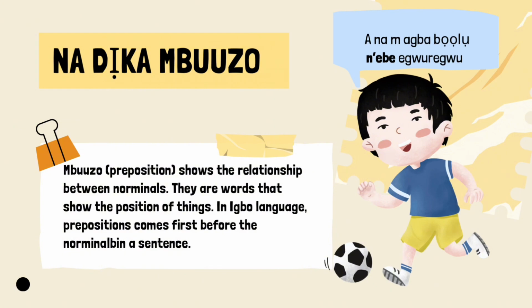Now let's look at the example of what the boy playing football said. He said, "Ana m agba bọọlụ n'ebe egwuregwu." So you could see that n'ebe, written in bolded letters, is na functioning as a preposition in that sentence. Let's look at further examples and how exactly na is written as a preposition in a sentence. Hope you're having a good time in class. Keep writing because questions are going to be flowing. Well done. Let's move on.